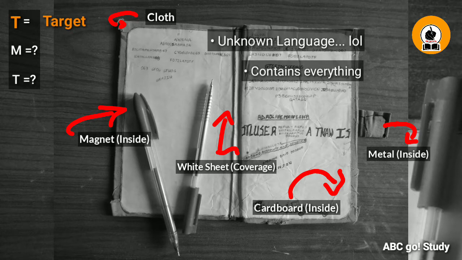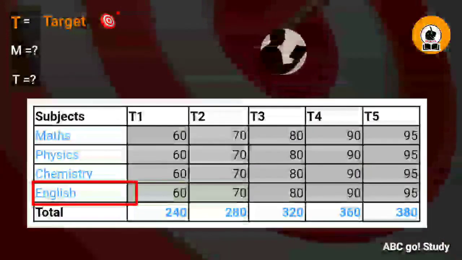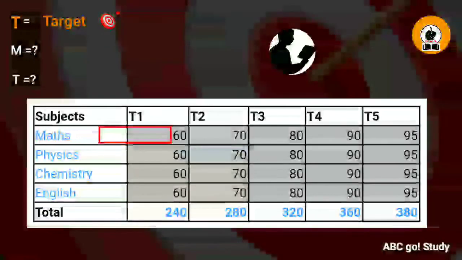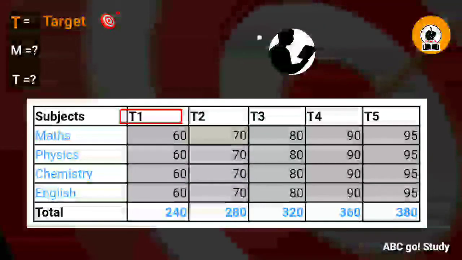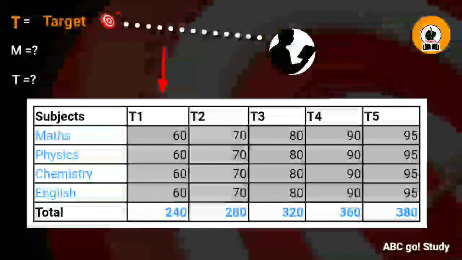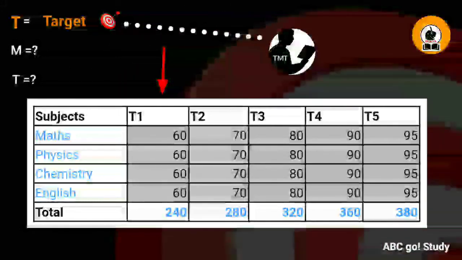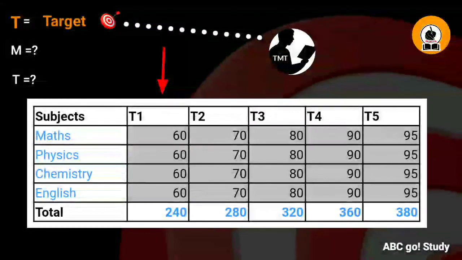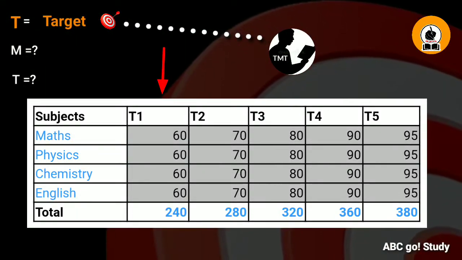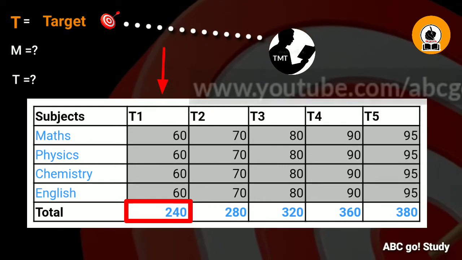Now let me quickly take you through what I expect you to do this very year to set a target. If you are offering mathematics, physics, chemistry and English, just like you can see here, T1, that is target 1. If your aim is, I think I'm somehow good in mathematics, let me write 60, physics 60, chemistry 60, and English also something like 60. If you add them together, you realize that's 240 in total. That means your target is something like 240, right?